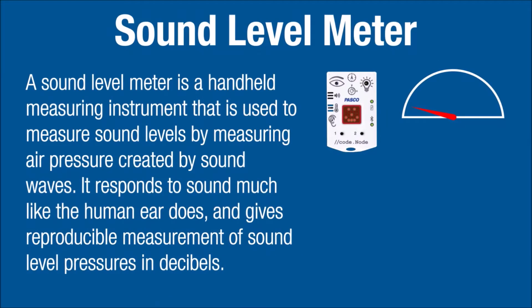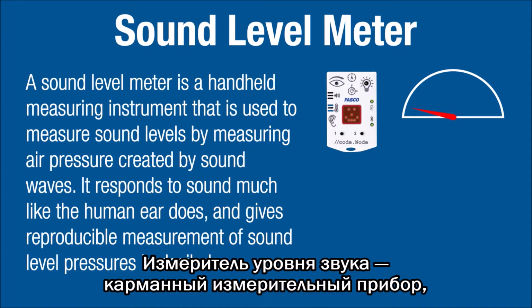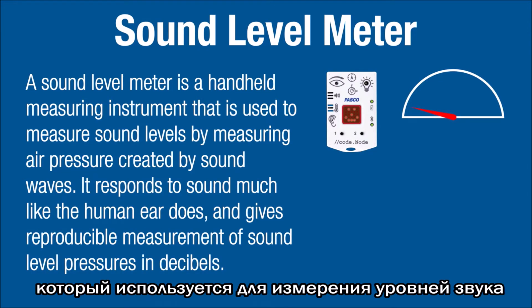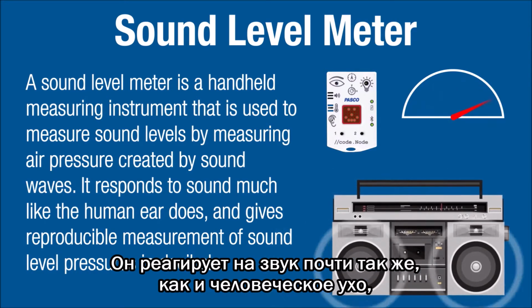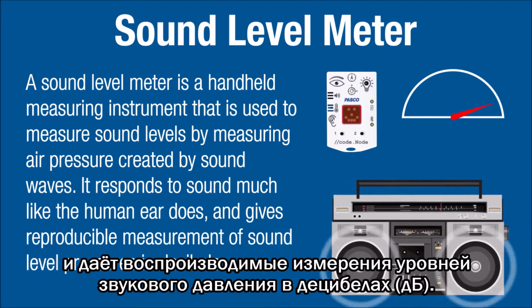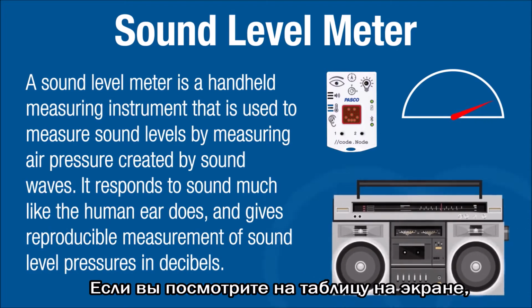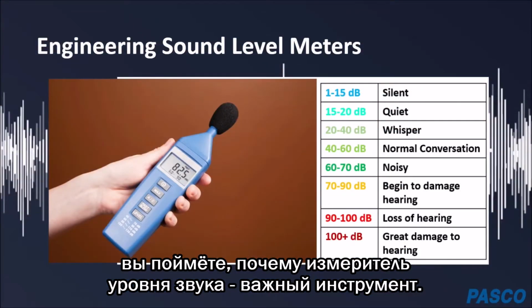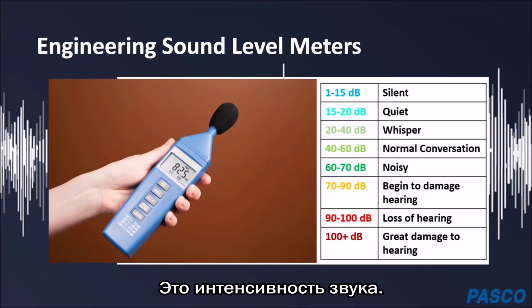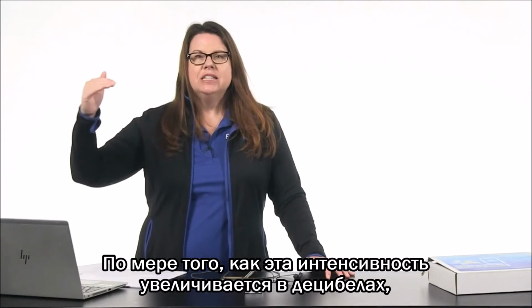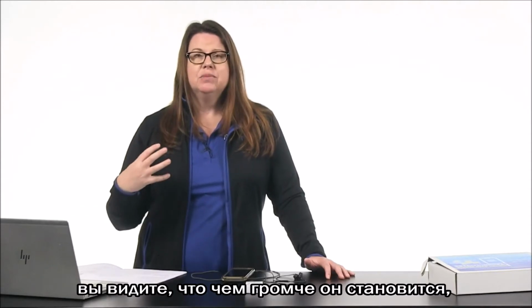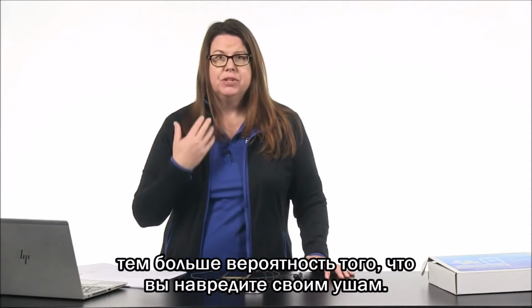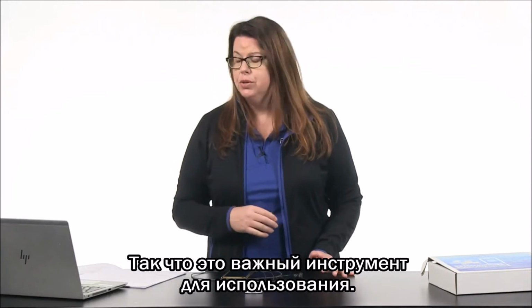A sound level meter is a handheld measuring instrument that is used to measure sound levels by measuring air pressure created by sound waves. It responds to sound much like the human ear does and gives reproducible measurement of sound level pressures in decibels. If you look at the chart here on the screen, you'll see why a sound level meter is an important tool. These are intensities of sound, and as those intensities increase in decibels, the louder it gets, the more potential you have to actually do damage to your ears. So this is an important tool to use.